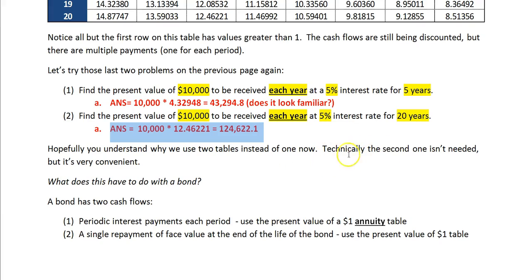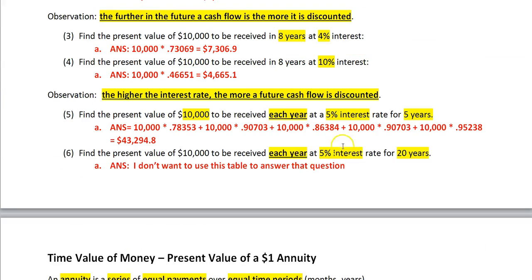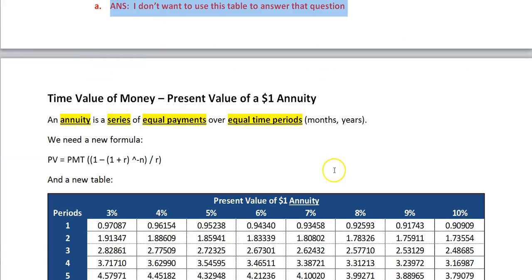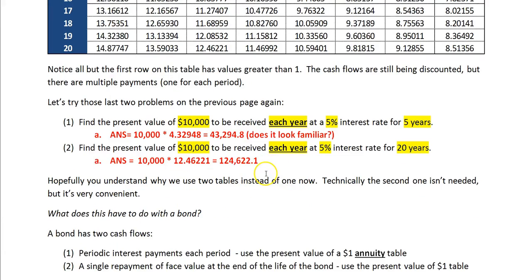So technically we don't need this second table. It's just we kind of want it because we don't want to be doing 20 different calculations to figure out the present value of an annuity.